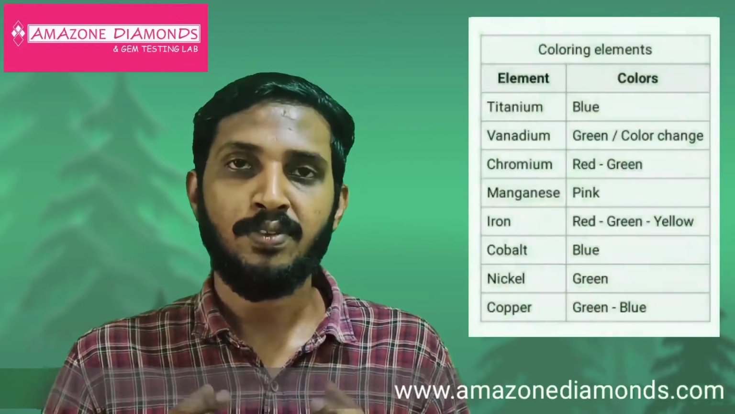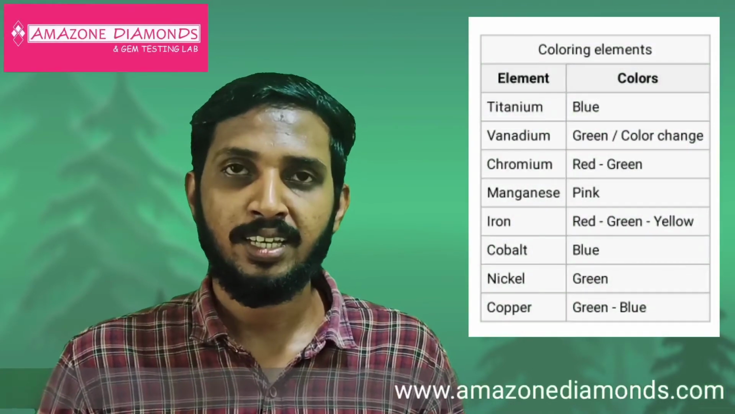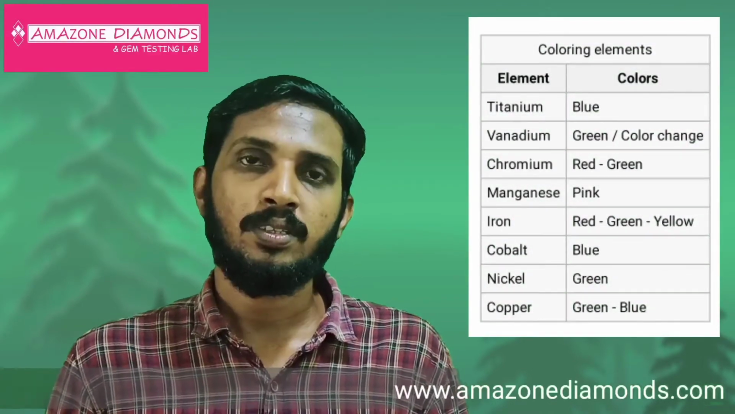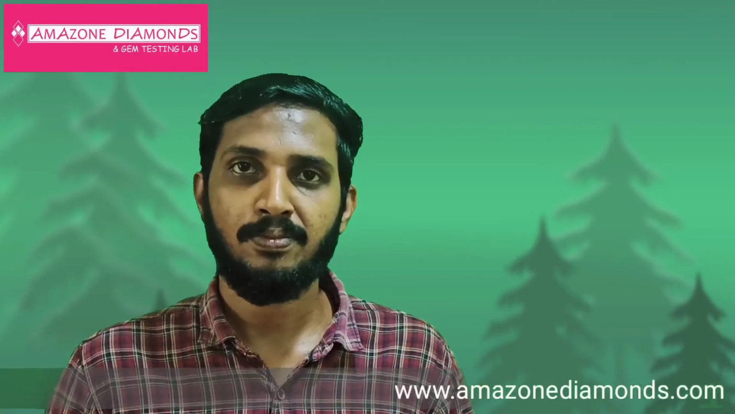The main reason behind the coloration of gemstones is their chemical composition and the absorption of light energy by the chemical content. Mainly the transition metal elements cause the coloration of gemstones. These transition metal elements have partially filled d shells. Some of the electrons in the outer d shells will be unpaired.